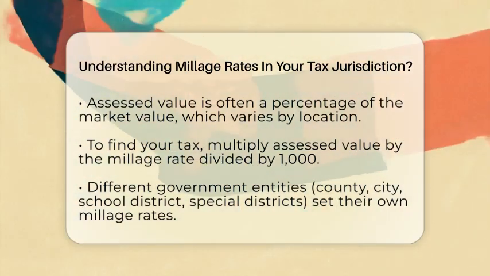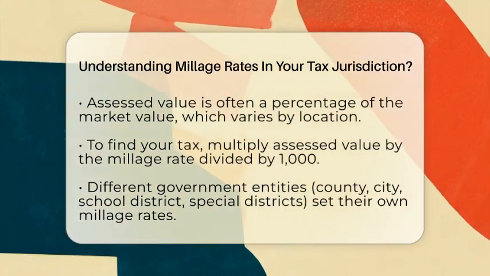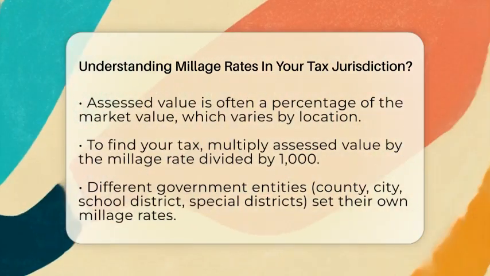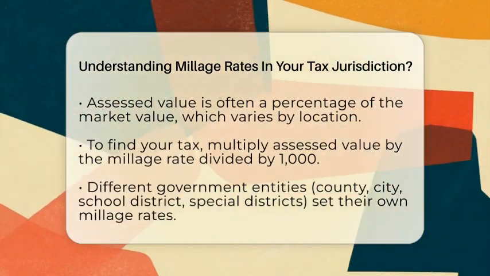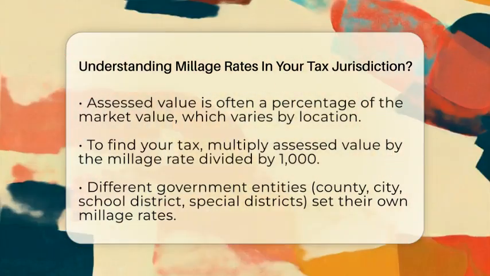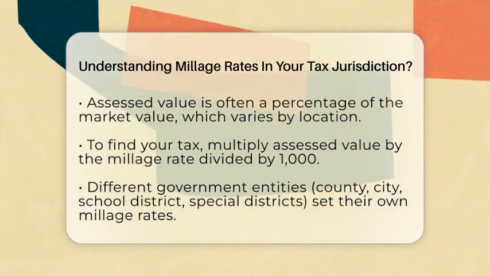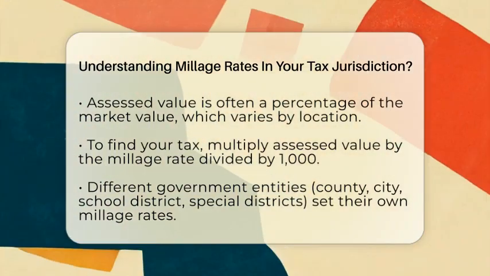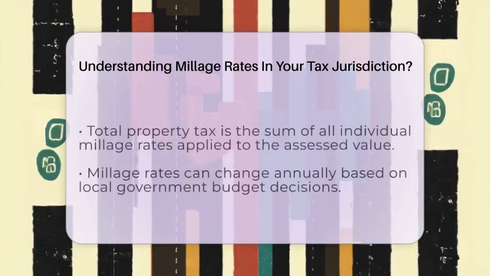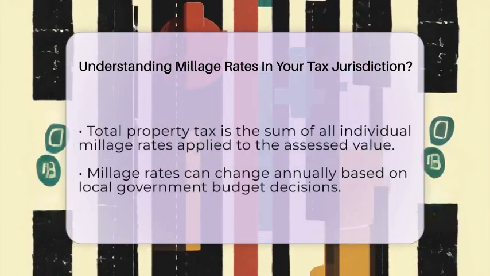To find out your property tax, you multiply the assessed value by the millage rate divided by 1,000. For example, if your assessed value is $100,000 and the millage rate is 5 mils, you divide 5 by 1,000 to get 0.005, then multiply that by $100,000, which gives you $500 in taxes.